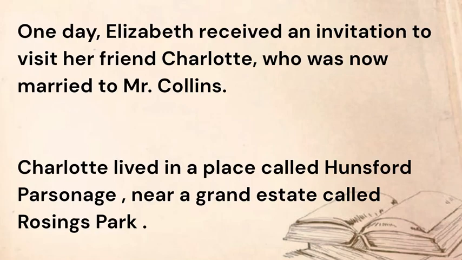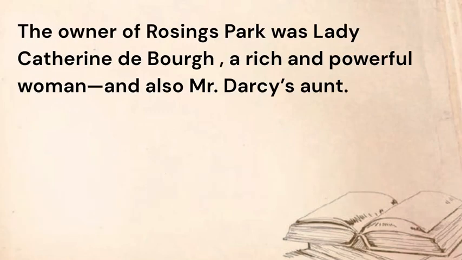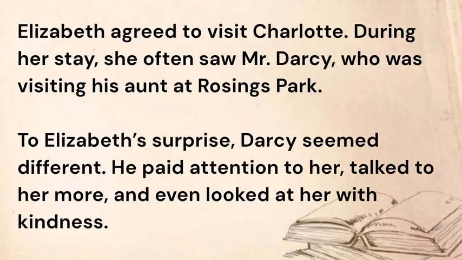One day, Elizabeth received an invitation to visit her friend Charlotte, who was now married to Mr. Collins. Charlotte lived in a place called Hunsford Parsonage, near a grand estate called Rosings Park. The owner of Rosings Park was Lady Catherine de Bourgh, a rich and powerful woman, and also Mr. Darcy's aunt. Elizabeth agreed to visit Charlotte.